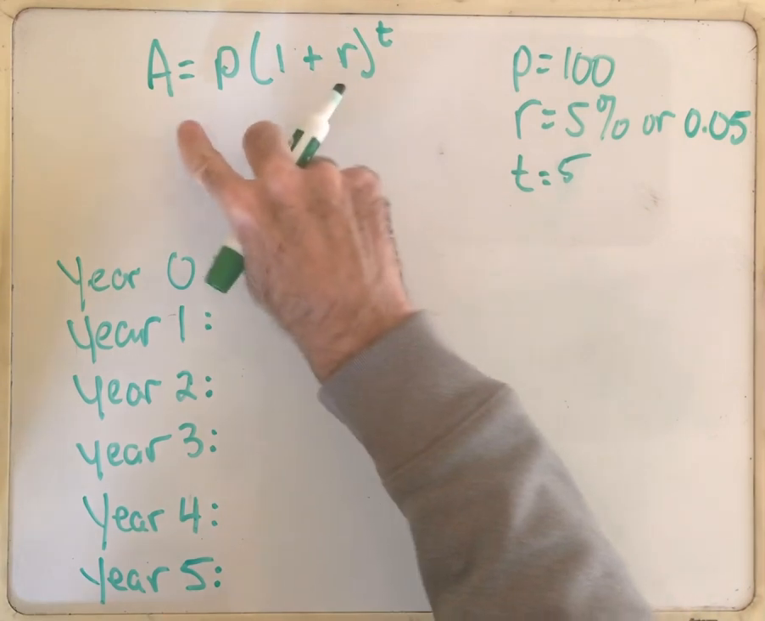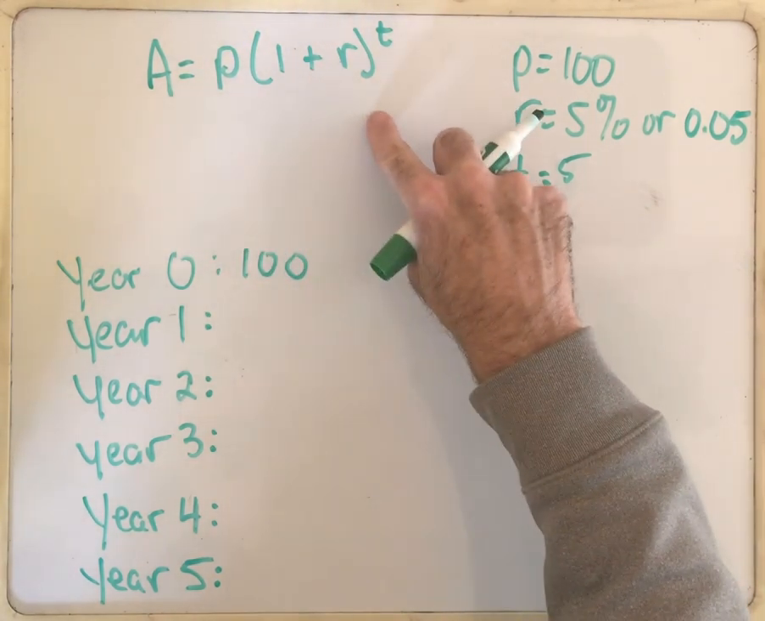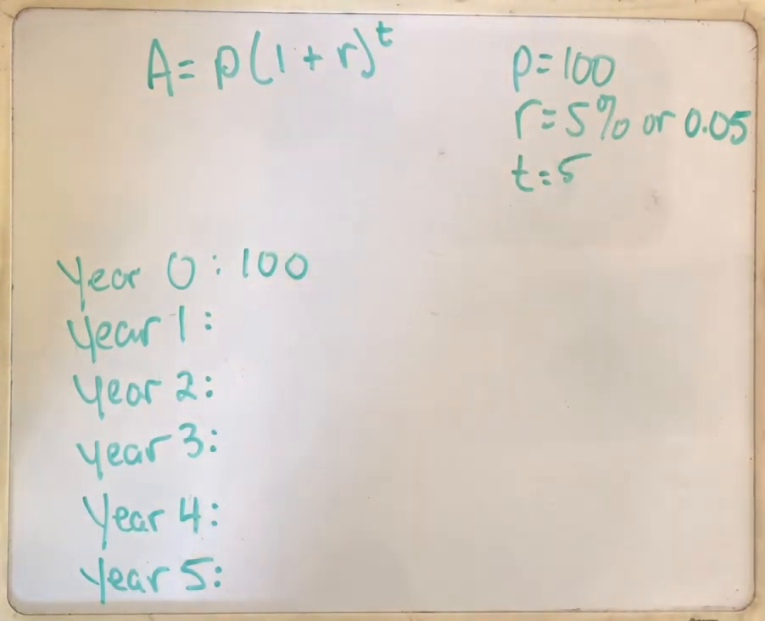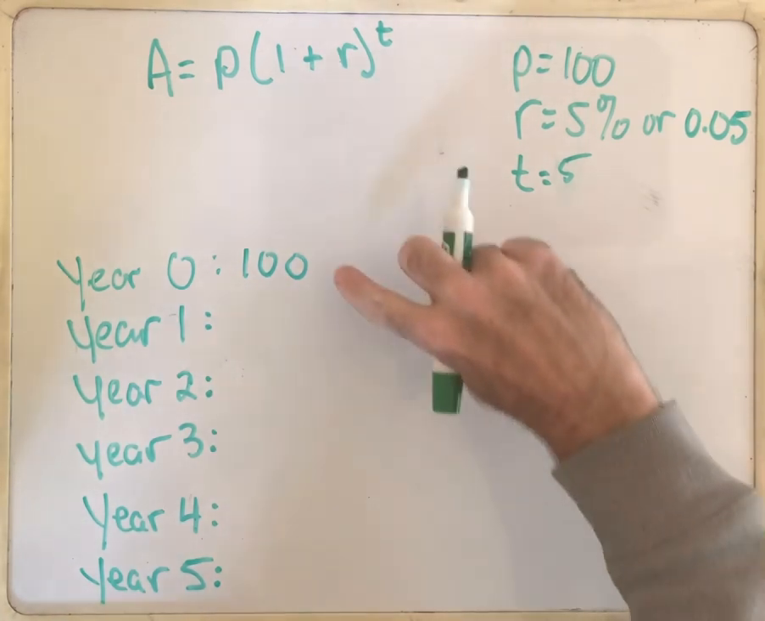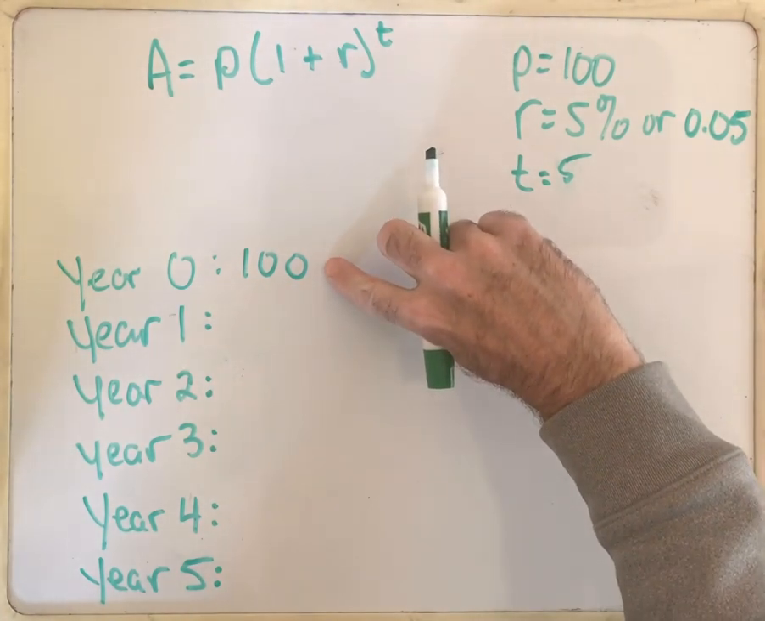Okay, so the shortcut is we're going to use this formula and it's going to spit a number out at us. Okay, well, let's see how that works. Let's say we did this year by year. Okay, so let's say for year one. Okay, so at year 0, when we first put the money in, we got $100.